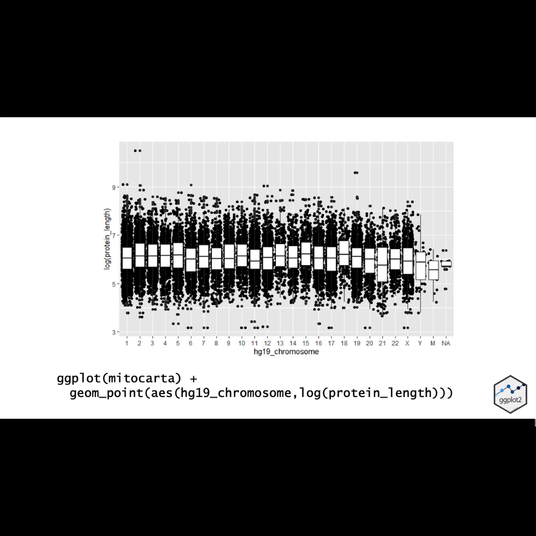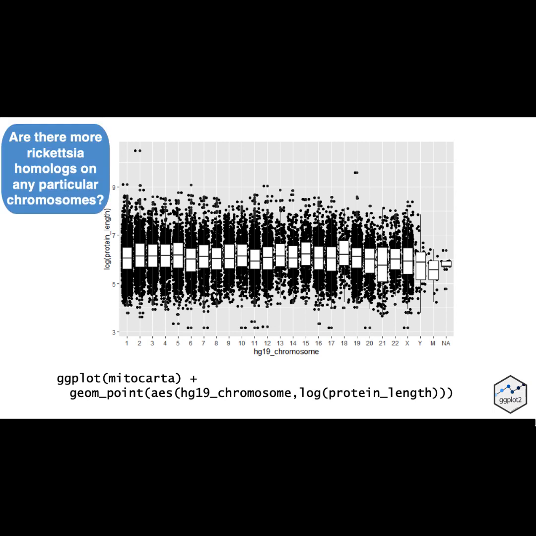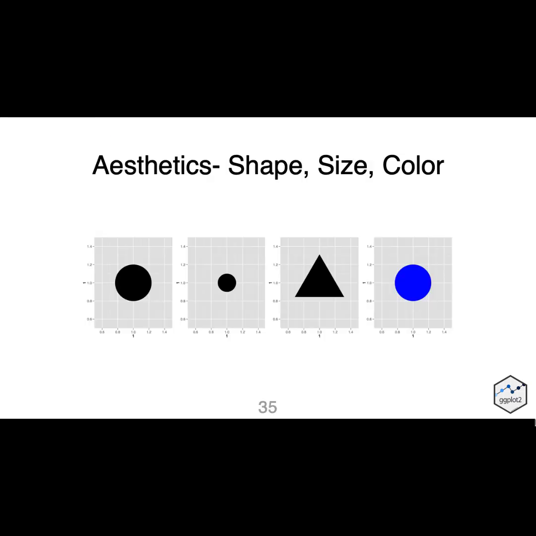So this is the plot we just looked at. This is the incorrect chunk of code on the bottom, you'll notice. But I've looked at this data set, and I know that there's a score for rickettsia homologs. So I want to know, on any of these chromosomes, are there more rickettsia homologs on any particular chromosome versus another? Okay? So we're going to look at using aesthetics to help us answer that question.